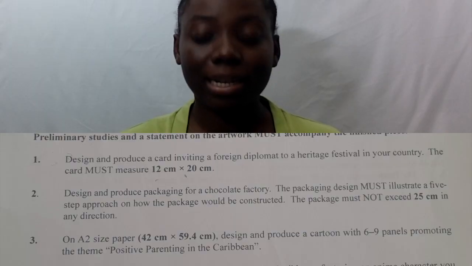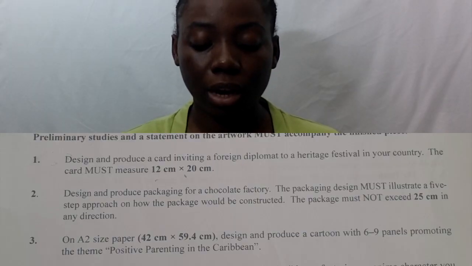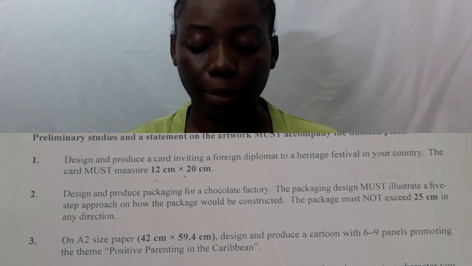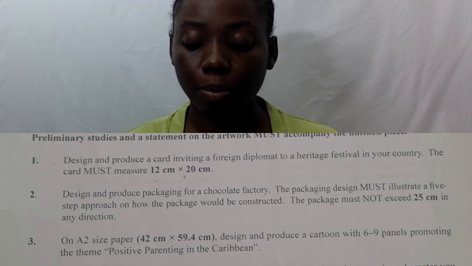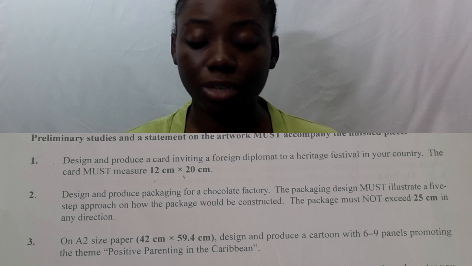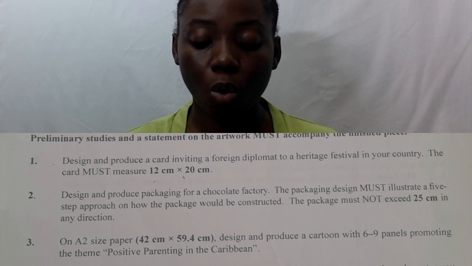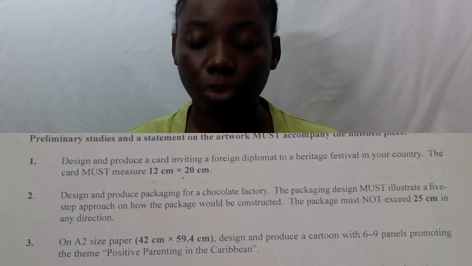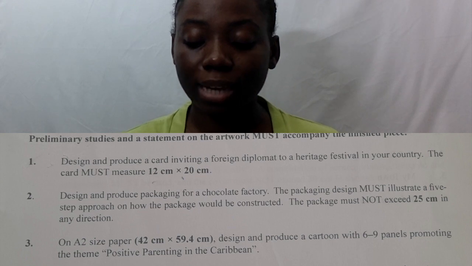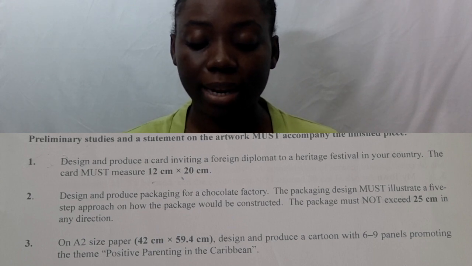Number 2, design and produce packaging for a chocolate factory. The packaging design must illustrate a 5-step approach on how the package would be constructed. The package must not exceed 20 centimeters in any direction. They're giving you the measurement. So basically you're designing a package for a chocolate factory, and you do the 5-step approach on how the package would be constructed.